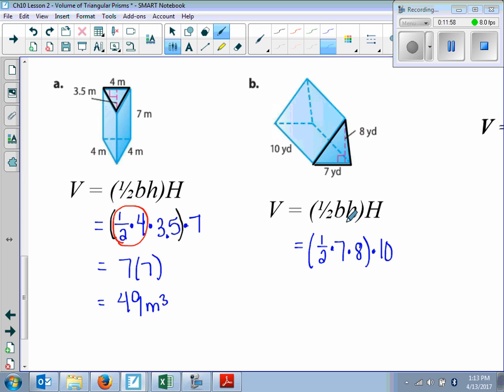You with me? All right. Now, once again, remember, you can multiply in any order you want to. So here we multiplied the 1/2 times the 4 because those are even, right? Here, I'm going to multiply the 1/2 times the 8. You see? So 1/2 times 8, or half of 8, is 4. And then 4 times 7 is 28. Very good. You see how that makes it easier? And then you're going to multiply that times 10, which gives you what? 280. Perfect. 280, and what are my units? Yards cubed. Yards cubed. Don't get them mixed up.